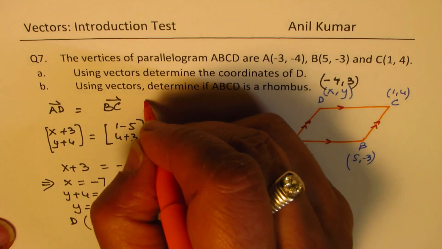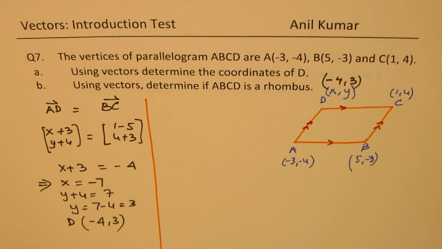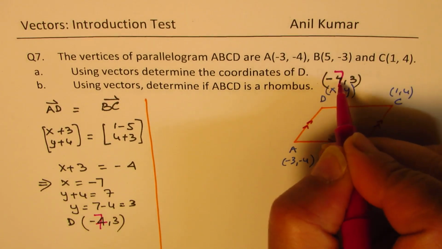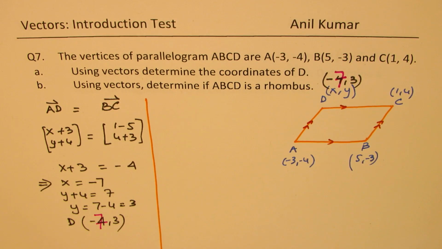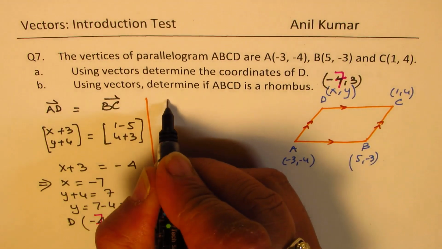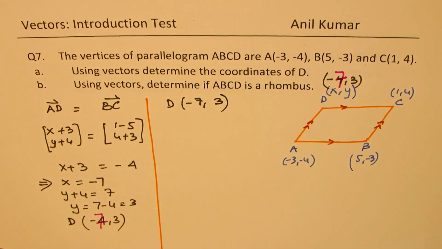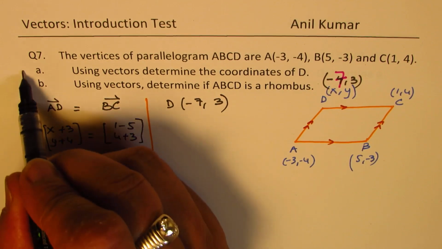So that is part A. Well, x was -7. I wrote -4. It is -7 here. So good time to see it. Okay, so we got the coordinates for point D. Point D is -7, 3. Right. So we've done part A.